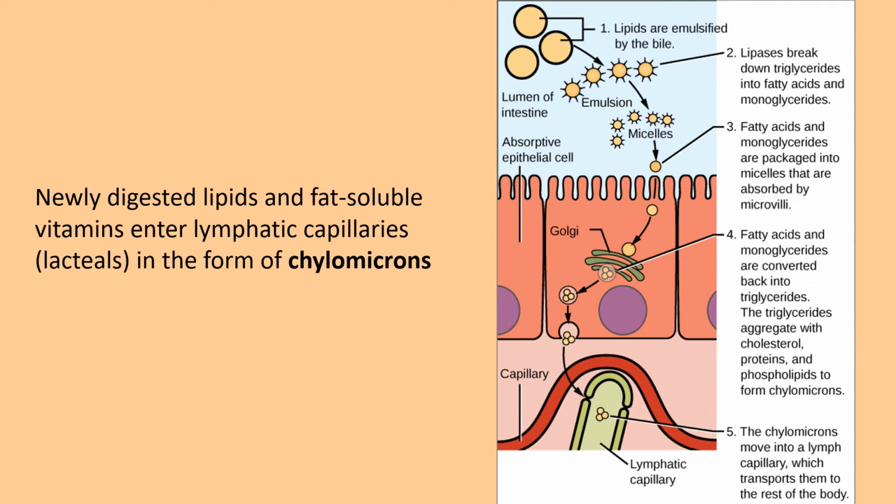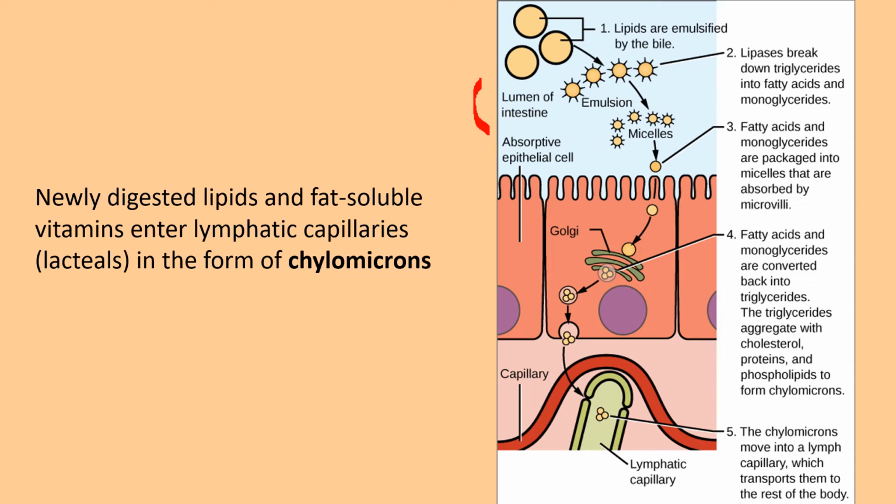Here's a third artistic representation of the same process. It's a little bit complicated. So here we have our micelles in the lumen of the small intestine. And so we have digested triglycerides here, and that means we have monoglycerides and fatty acids coated with bile salts. Every time one of these micelles bumps into the surface of an absorptive cell, those monoglycerides and fatty acids diffuse across the plasma membrane and enter the absorptive cell.